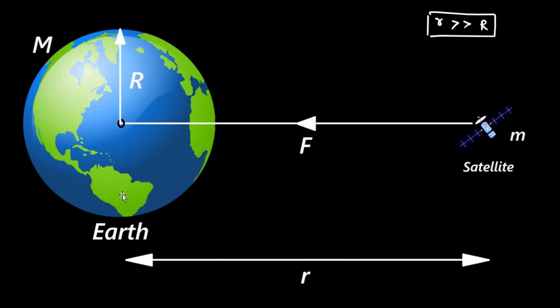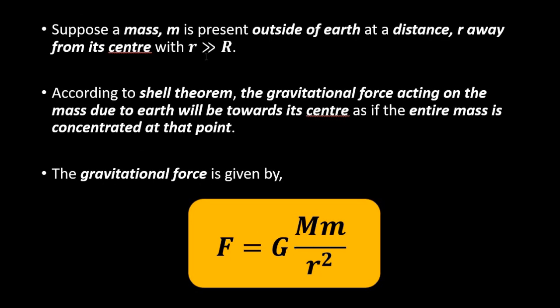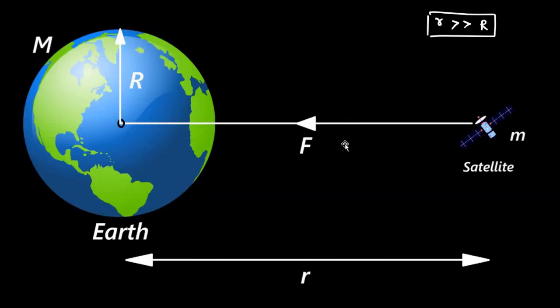And here small r, the separation distance, is much greater than the radius of the Earth. So this is the expression for the gravitational force acting on an object which is far above the surface of the Earth, at a far away distance. The distance of separation is much greater than the radius of Earth. This is the first case.